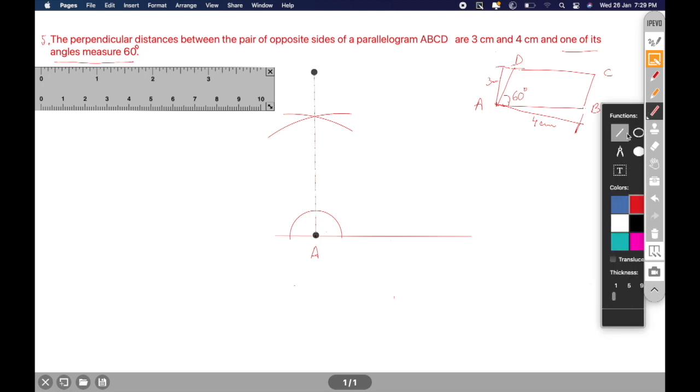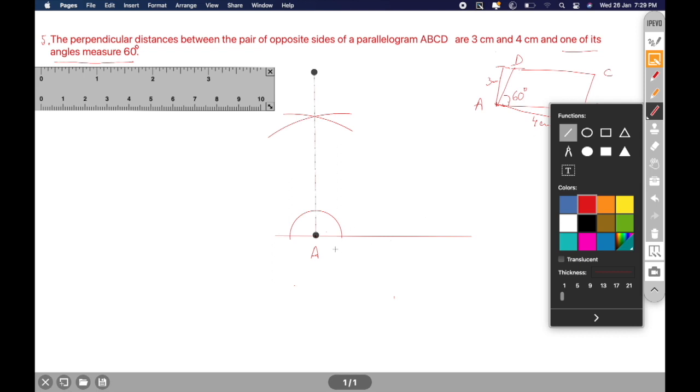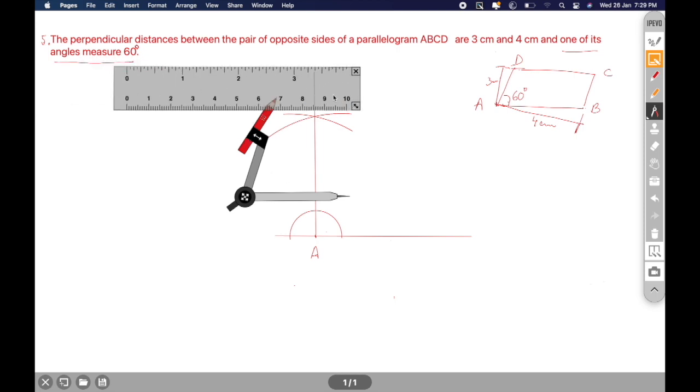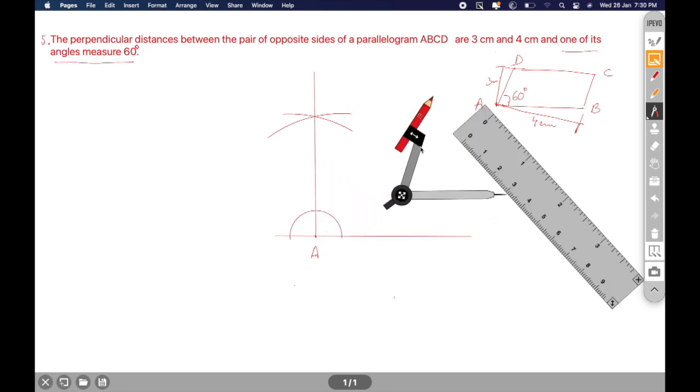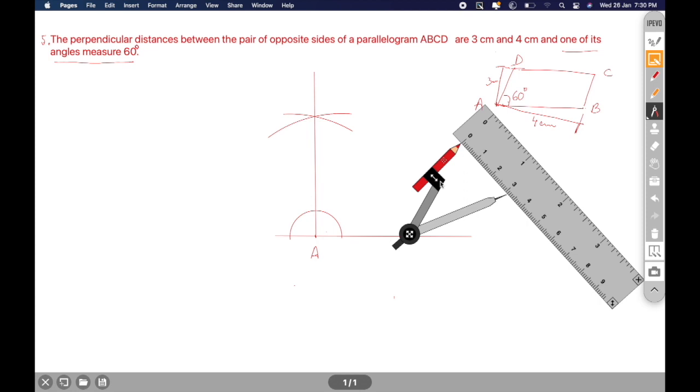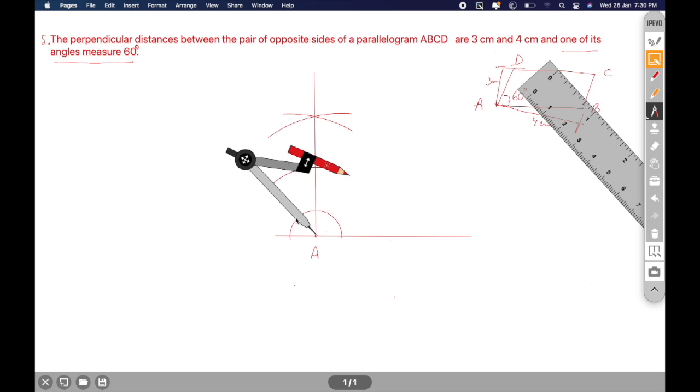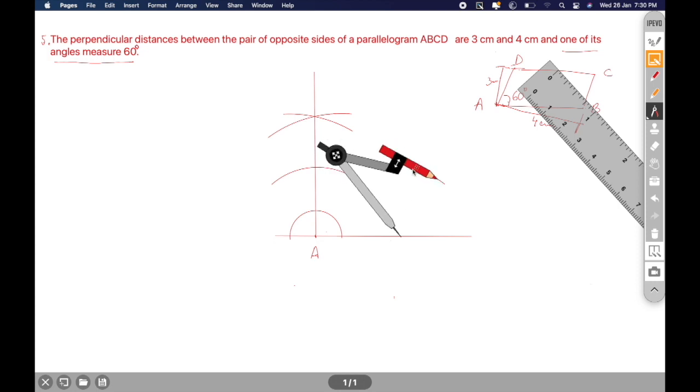So now we need to draw a line parallel to this baseline at a distance of 3 units from A. So for that we need the compass again, and with the help of the compass we have to measure 3 units now, and we will draw a line parallel to the baseline. So here with A as center and radius 3 centimeter, we'll draw an arc here, right? With another point here as center, we will draw the second arc.